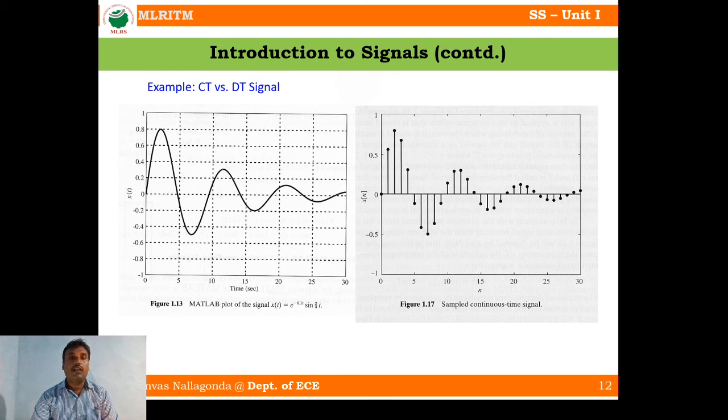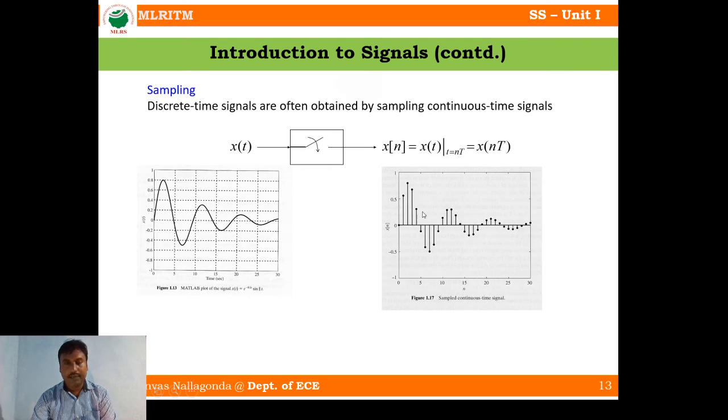Now we are seeing two types of signals: continuous time signal on the left side, and discrete time signal on the right side. So you can see the difference, right? Continuous time means the signal consists of amplitudes for all time instants, but in the case of discrete time, for specific points of time the signal has some values. So this is the difference between a continuous time and a discrete time signal.